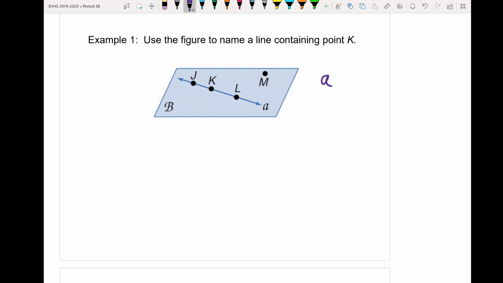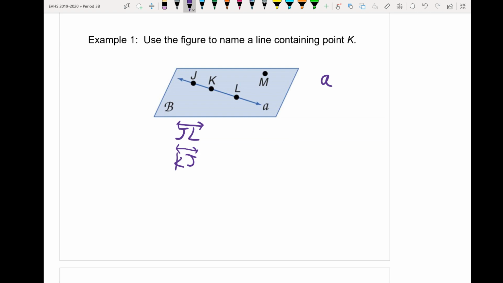All right, anybody else want to give a shot for another valid name? Line JL. Okay, thank you for correcting yourself. It is line JL. That also works. What else? By the way, there's 7 correct answers here. We got 2. If nobody volunteers, you're going to get voluntold. What's your name, sir? Alec. All right, Alec, what do you got? Line KJ. Line KJ also works.